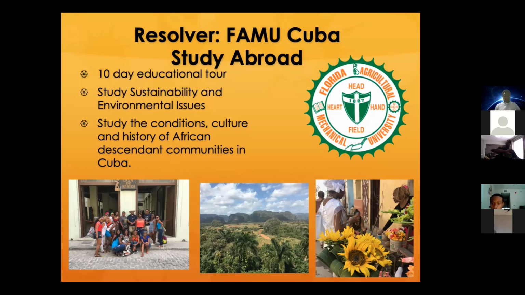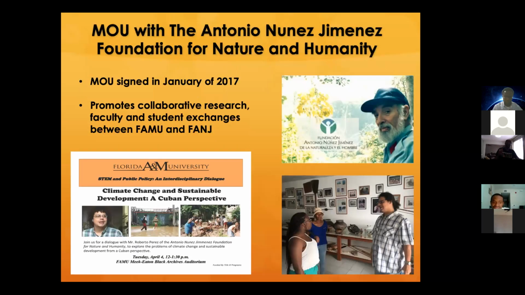And it's very interesting. It's been very productive, and it's interdisciplinary. So students have gone from the School of the Environment to the College of Social Sciences, Arts and Humanities, CAFS, School of Architecture, journalism, graduate students, undergraduate students. Real important experience studying Black environmental history and politics. And we also, FAMU, through that program, developed a memorandum of understanding with the Antonio Nunez Jimenez Foundation for Nature and Humanity, right, which is their premier NGO around issues of the environment in Cuba.